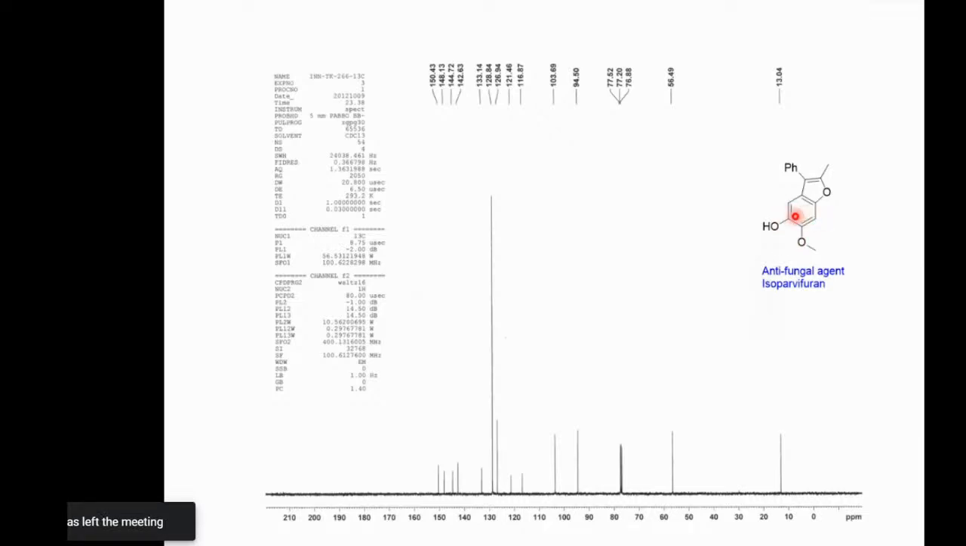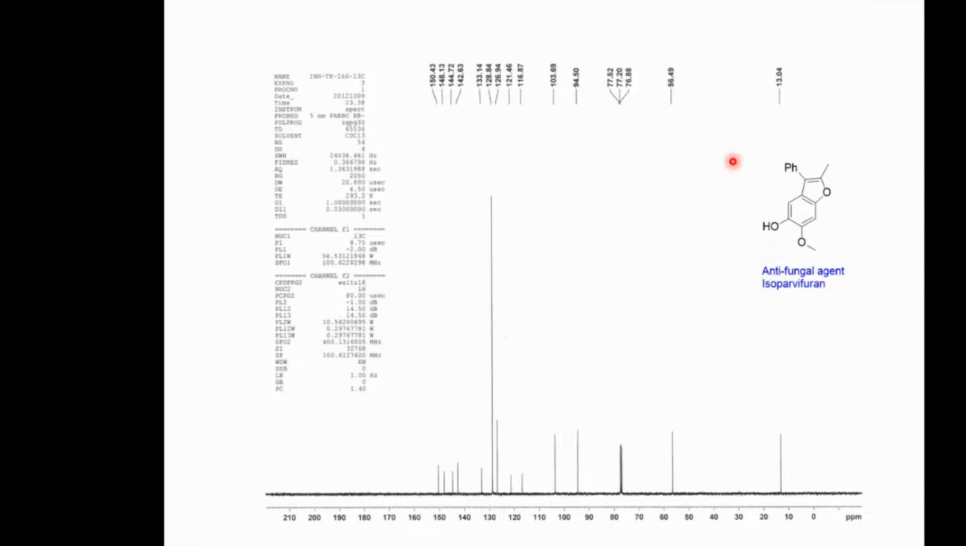Six benzo carbons, two furan carbons, eight plus four phenyl carbons, so 14. Phenyl will have only 4 because of the symmetry. And we see 1, 2, 3, 13, I think. We have counted earlier, 1, 2, 3, 4, 5, 6, 7, 8, 9, 10, 11. So 6 plus 2, 8, plus, no, 12 only. 12 are expected, 6, 2, and 4. And we see 11.